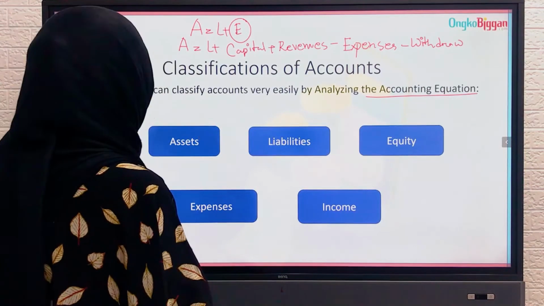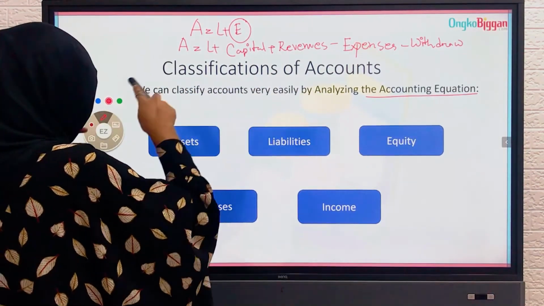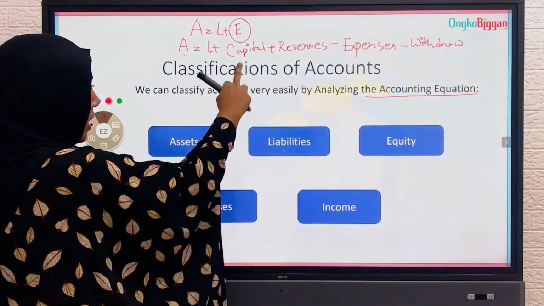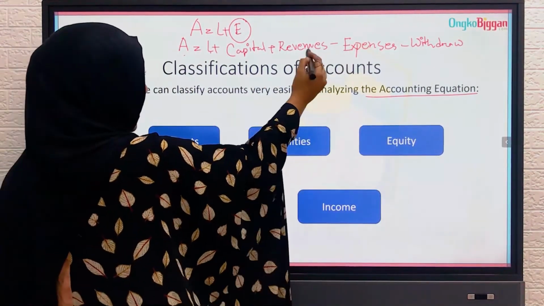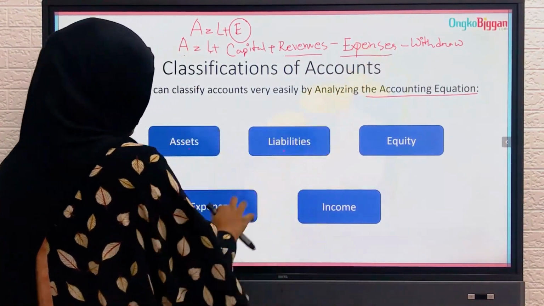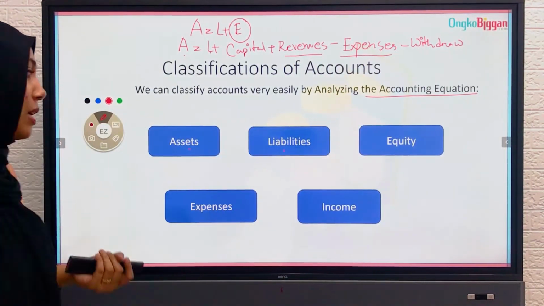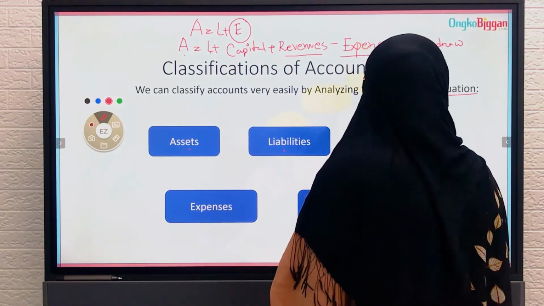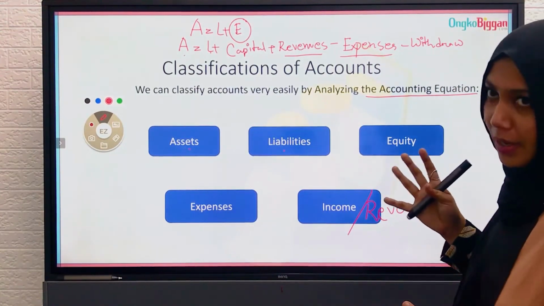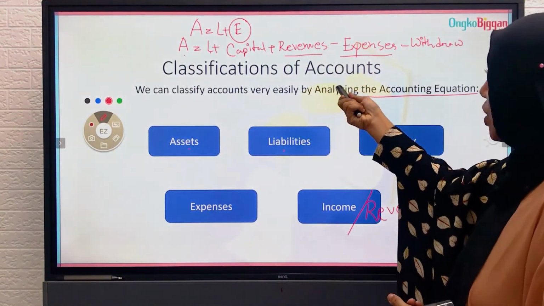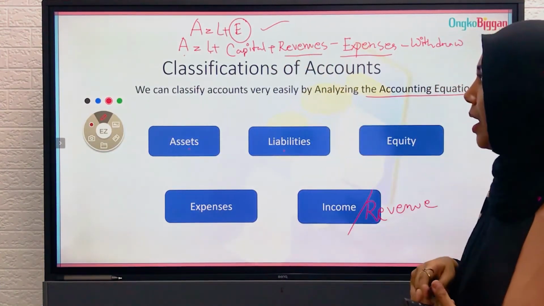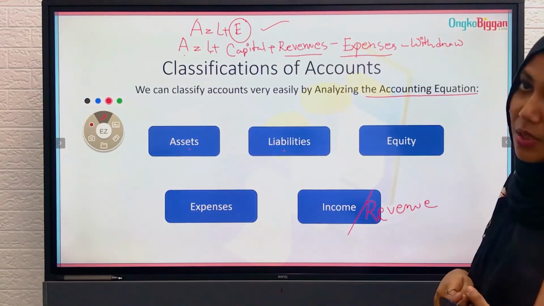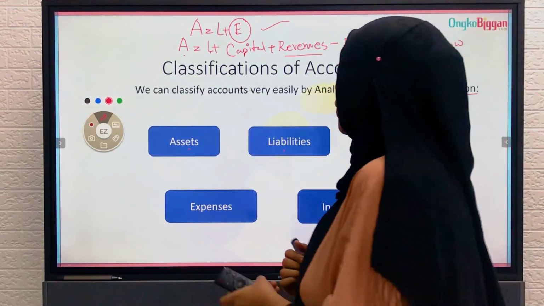Okay? So by observing this, we can say there are 5 accounts: assets, liability, equity, that means capital, and the leftover is revenue and expenses. Revenue means income, so income and revenue are both the same thing, right? So this is the explanation of the classification of accounts in the accounting equation. The simple one is A equal to L plus E, and the extended one is A equal to L plus capital plus revenue minus expenses minus withdrawal. Easy one.